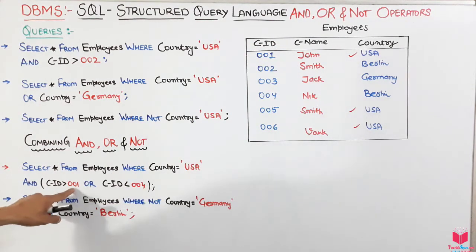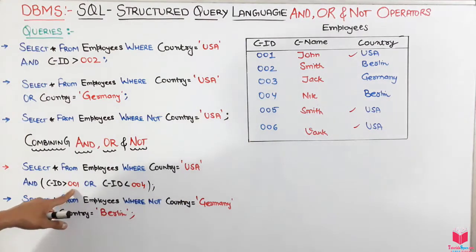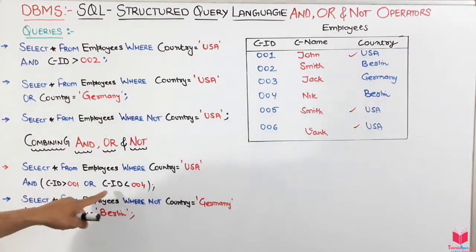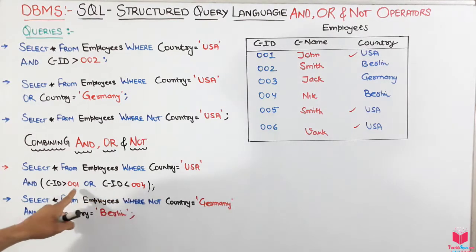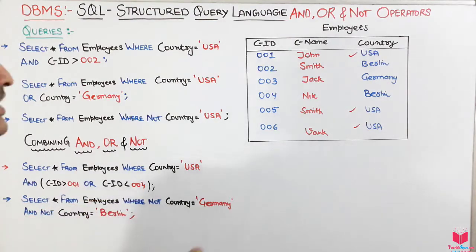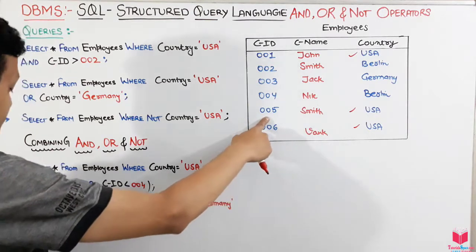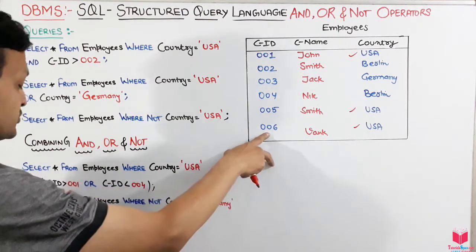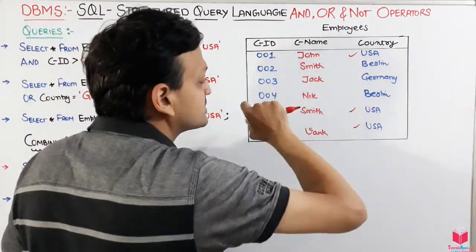From this we will check whether their ID is greater than 001 or less than 004. See, its ID is 001. Is it satisfying this condition? No. But there is an OR operator, so we go further: CID is less than 004. Yes, 001 is not greater than 001 because it's not equal, but it is less than 004. So it will include that. After that, this one 005 is greater than 001, it will include, and 006 also. So I am getting all these rows which have the USA.